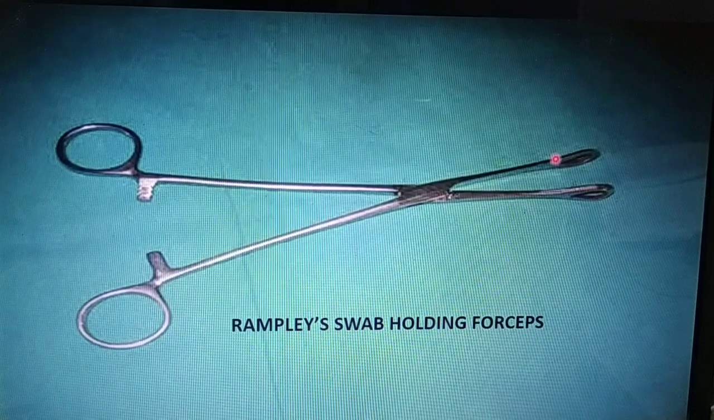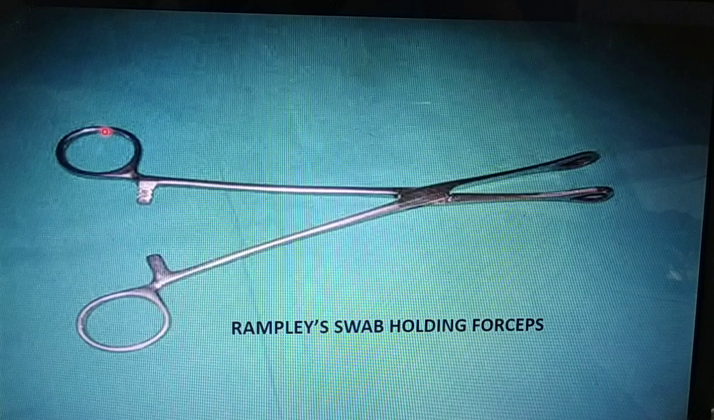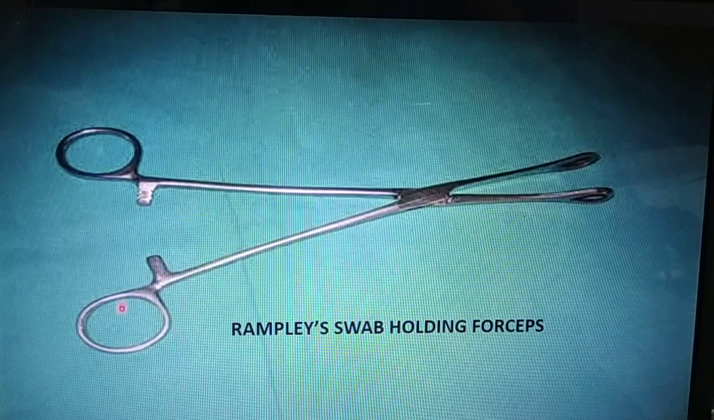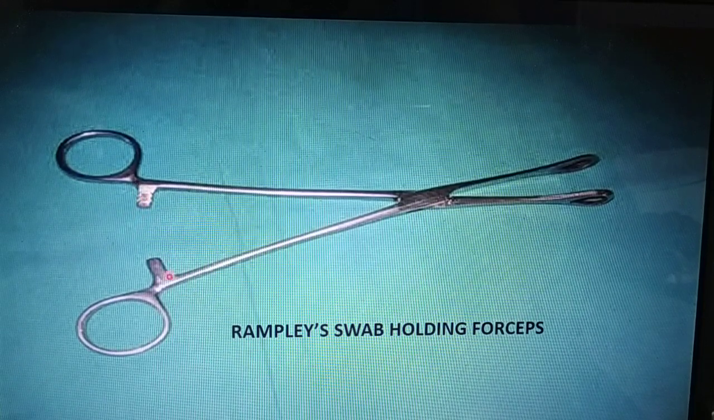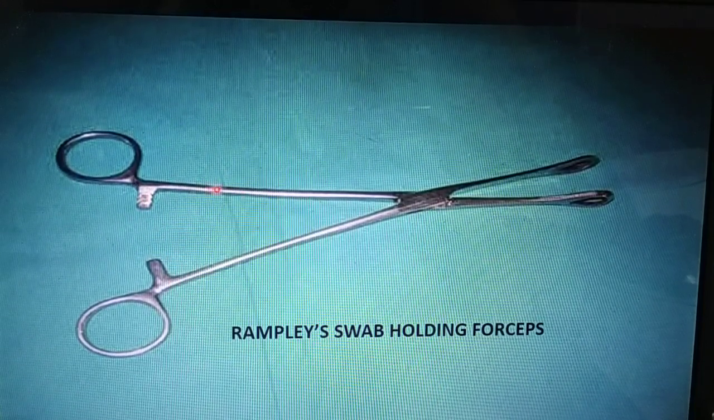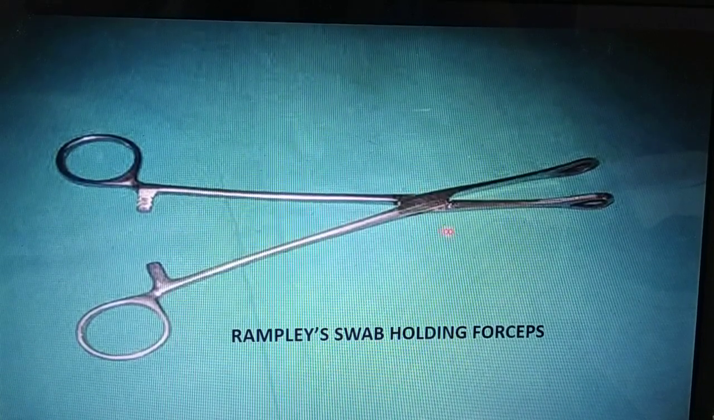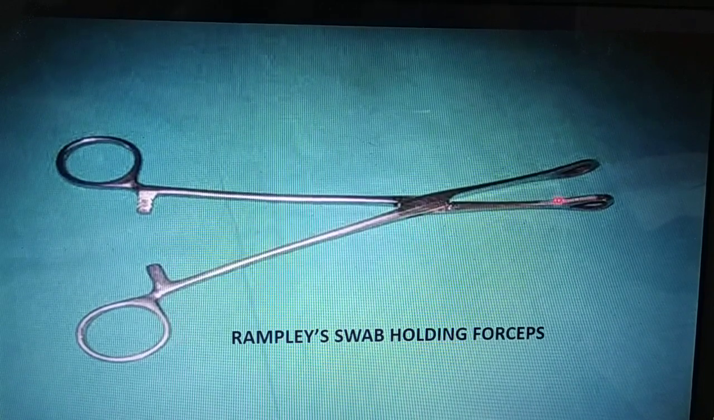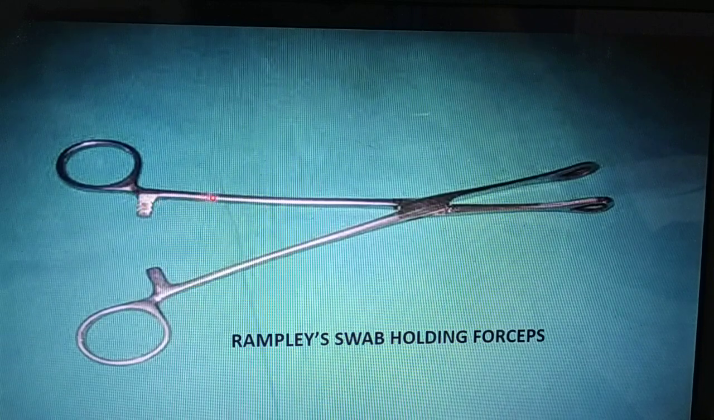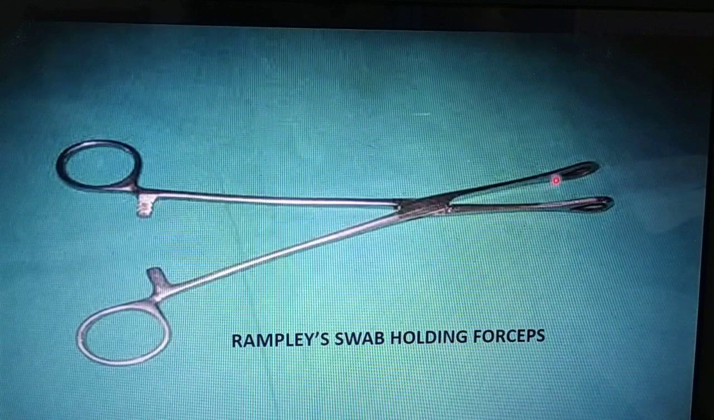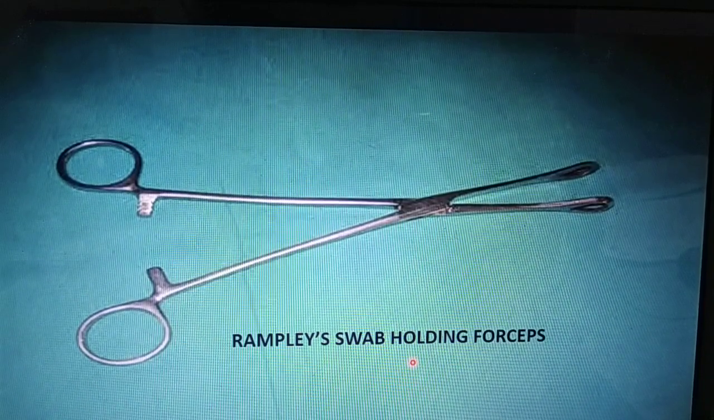First of all, the parts of the instrument. This is finger bows. This is ratchet, which helps in locking of the instrument. This is the shaft of the instrument. This is the joint, and these are blades. So finger bows, ratchet, shaft, joint, and blades are the parts of this instrument.